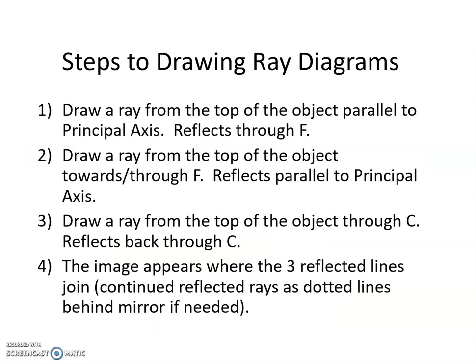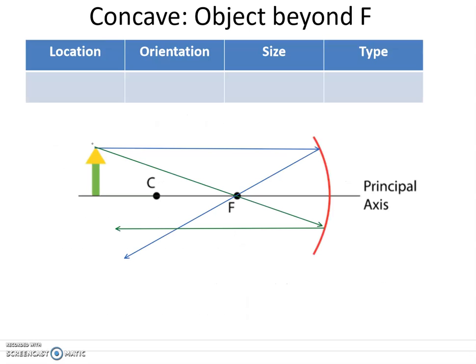The second rule says draw a ray from the top of the object towards or through F, then it reflects parallel to the principal axis. And there you see that coming through the focal point, reflecting parallel to the principal axis. And so those two rays are going to meet right here, and that's where we're going to assume the top of the image is going to form.